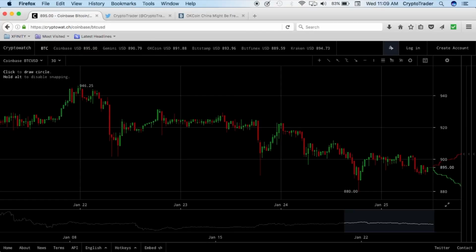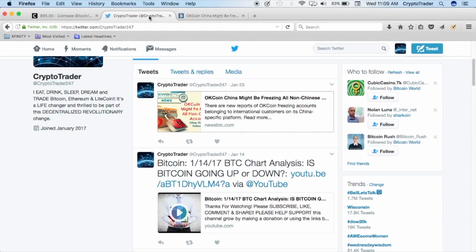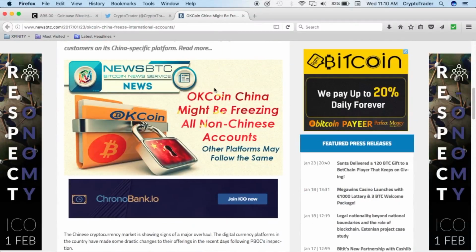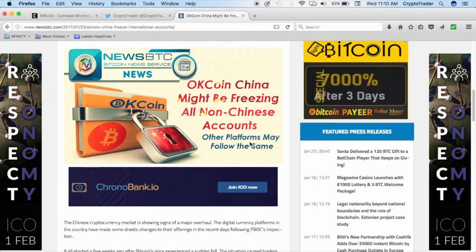But let's go ahead and take a look at the 30-minute chart. If you guys follow me on Twitter, there was news that came out on the 23rd, right around 7 p.m. And I went ahead and posted that. It basically talked about how OKCoin in China might be freezing all non-Chinese trading assets. If you click on that, it'll take you to this here. And that's exactly what it says: OKCoin China might be freezing all non-Chinese accounts.